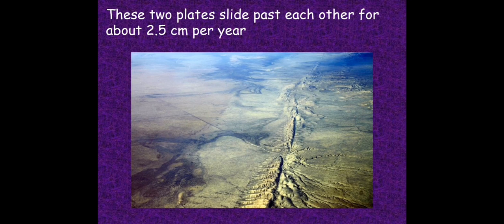These two plates slide past each other about 2.5 centimeters per year. So they are separating from each other by 2.5 centimeters per year. So after a long time, there may be a big gap between these two tectonic plates.